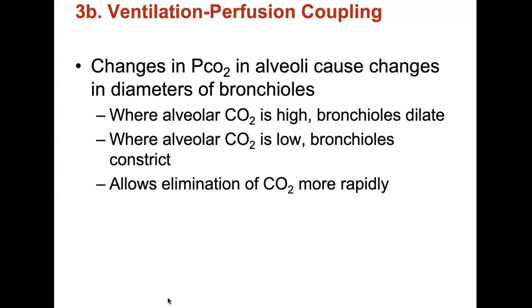Now let's take a look at the influence of local partial pressure of carbon dioxide on ventilation. Bronchioles servicing areas where alveolar carbon dioxide levels are high dilate, allowing carbon dioxide to be eliminated from the body more rapidly. Bronchioles serving areas where partial pressure of carbon dioxide is low are going to constrict.